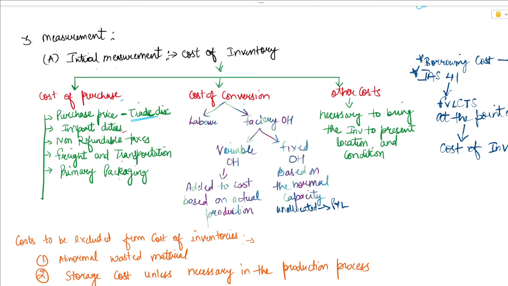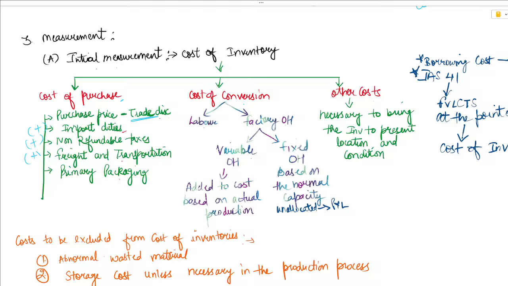And cash discount is when you are making the payment before the terms of the supplier, and some suppliers give you the cash discount. You will not deduct that. That is on the basis of payment, but trade discount is on the basis of the quantity you are purchasing. So purchase price minus trade discount. Any import duties you will include. Non-refundable tax also will be included. If it is refundable, then you can't include that. Any non-refundable tax only you can include.